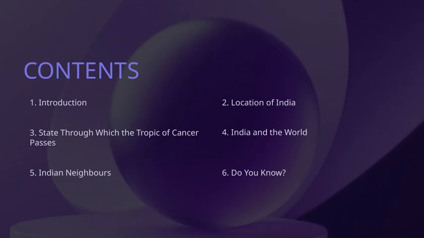Let's take a look at the contents of this presentation. We will cover several interesting aspects about India. First, we'll start with an introduction to set the stage. Then, we'll explore the specific location of India on the map, which is fundamental to understanding its geographical context. Next, we'll look at the state through which the Tropic of Cancer passes, an important geographical marker that influences India's climate and seasons.